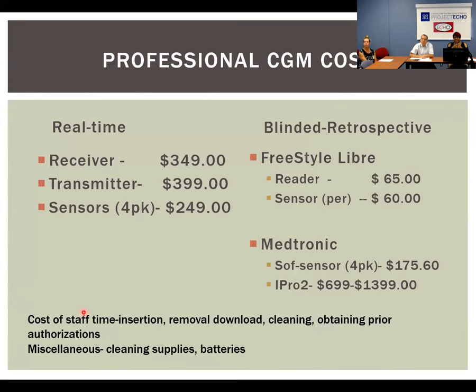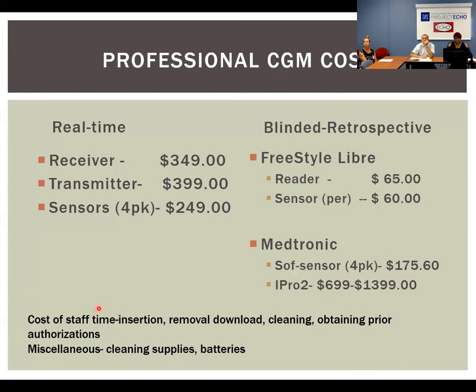When you look at the blinded or the retrospective packages, Freestyle Libre is cheap. Their reader is $65, and they send you about 10 batteries for it. Then their sensors are $60 per sensor. They also do the package deal where they send you all the cables and all that stuff that you need, and it's about $500 for the reader, the cables, and 4 sensors. So your starter package is about $500. Again, the sensors for them expire in about 3 months.